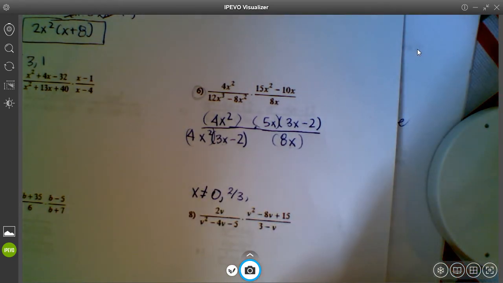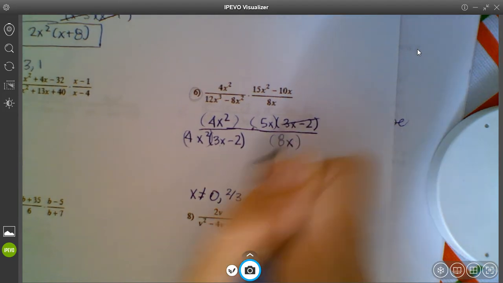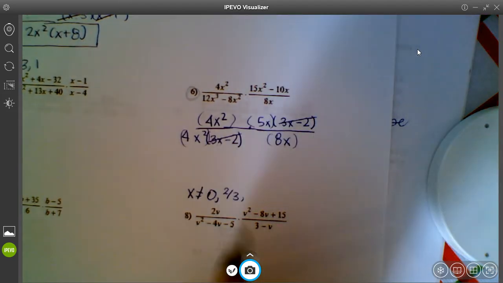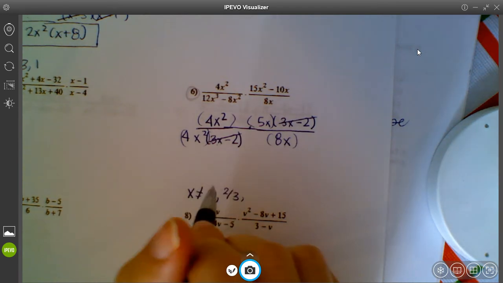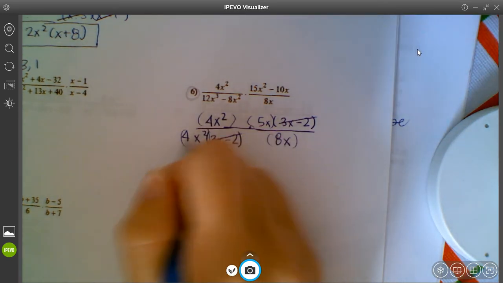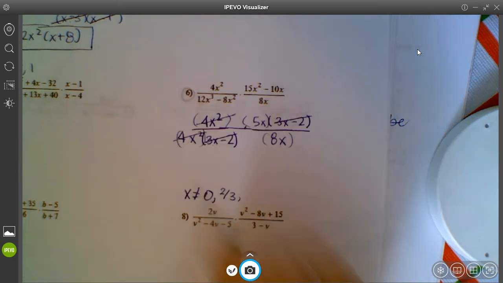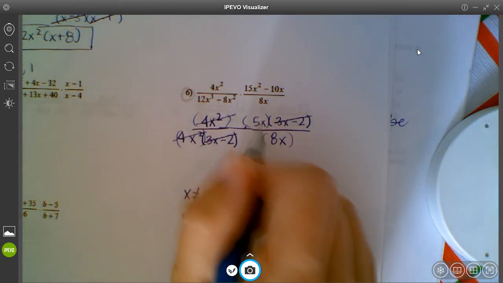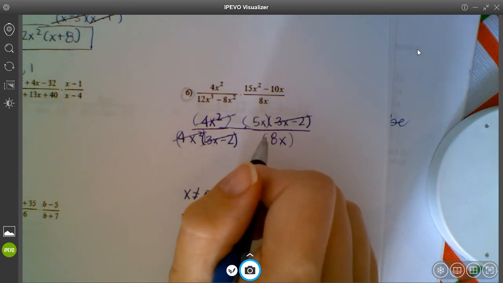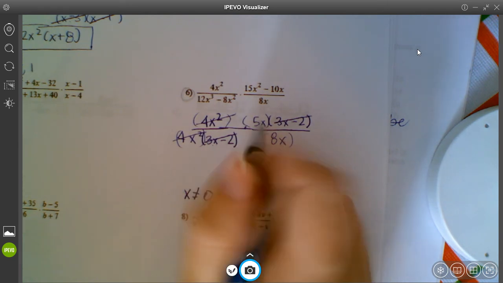Now it's my favorite stage of elimination. This is the same exact thing as this. And now we're left with all monomials, so we can kind of just cross out anything we want. Well, this is a 4x squared, so these definitely can go away. This is a 5x and an 8x. They're not attached by addition or subtraction, so I can actually just select the x's to cross out.